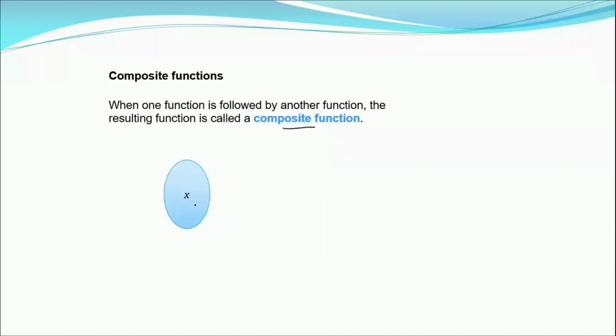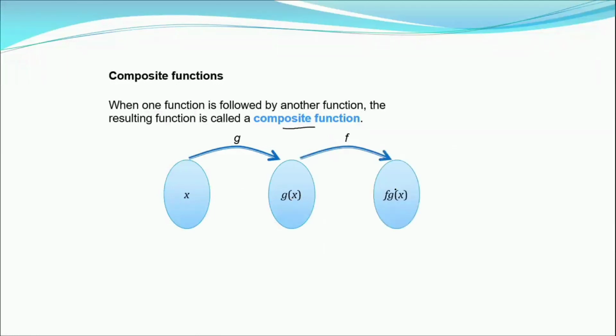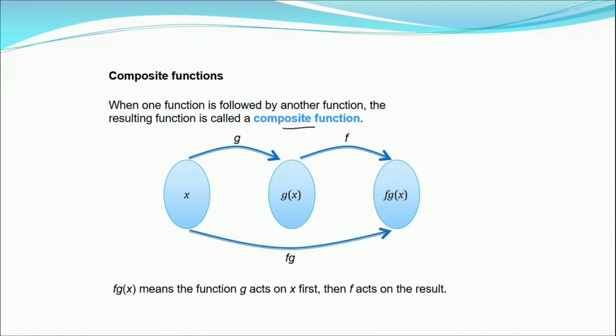So let's say this is function x. It is followed by g(x) and then by f(x). So it is f(g(x)). So what is happening? x goes to g(x) and g(x) goes to f(g(x)). Here, first, what is closer to x is solved. So we solve g(x) first and then solve f of g(x). We read it as f of g(x). So f of g(x) means the function g acts on x first and then f acts on the result.